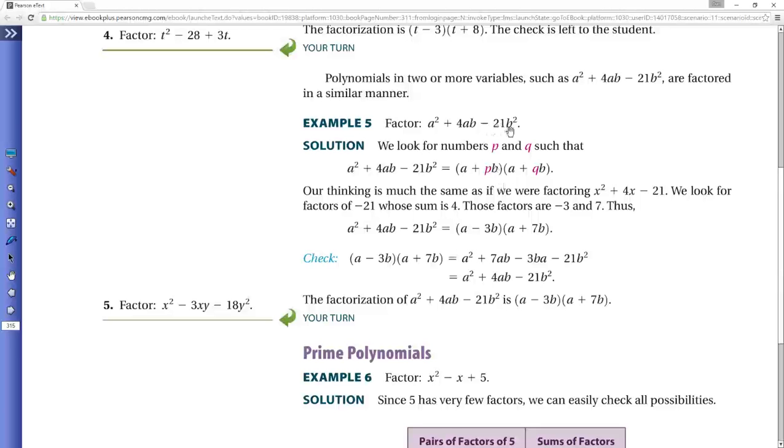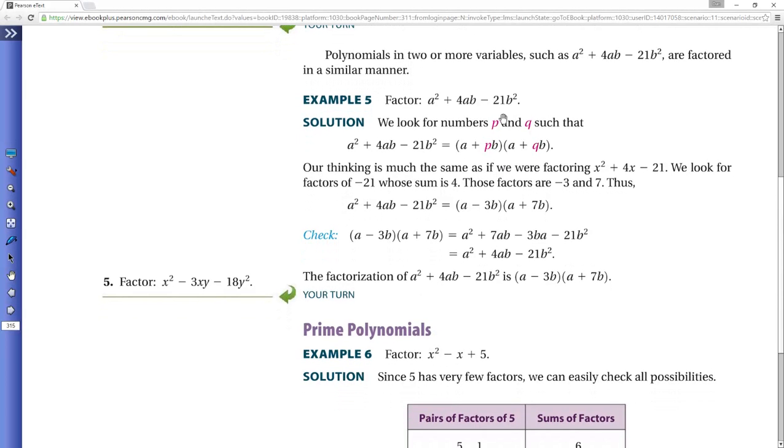Then this part gets a little more complex because I have another variable in here, a negative 21b squared. Well, what are the factors of 21b squared? I could list those factors, negative 21, and that's what they're trying to show here.